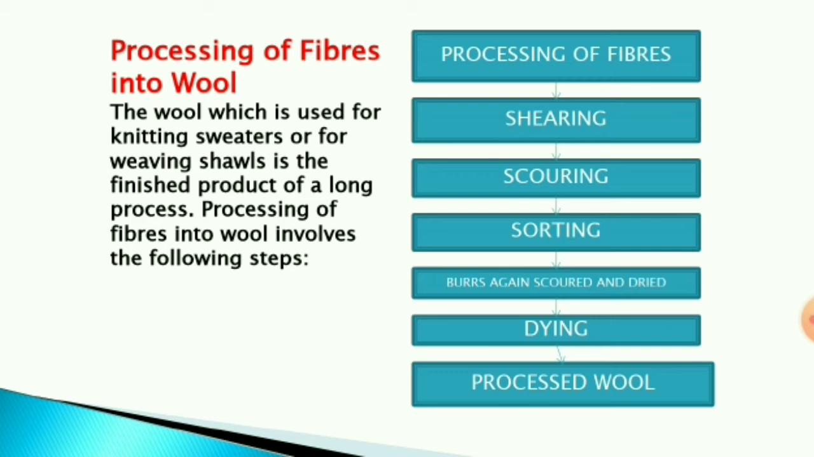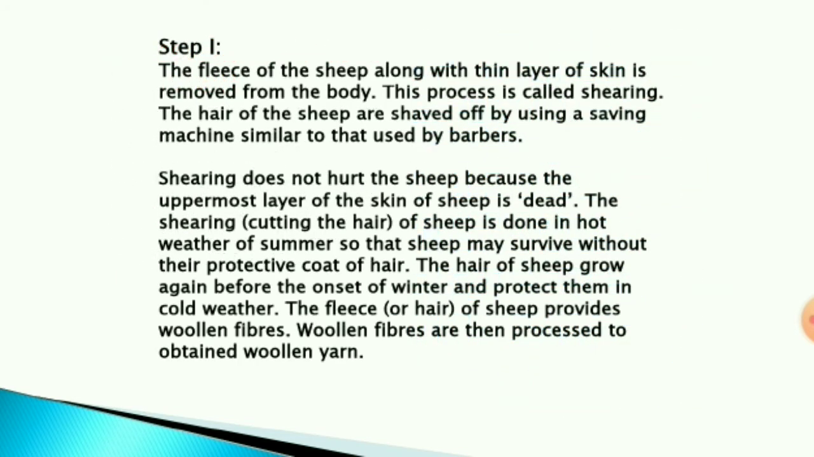Processing of fibers into wool involves the following steps: shearing, scouring, sorting, bulks, again scoured and dried, dyeing, and processed wool. Step 1. The fleece of the sheep along with their layer of the skin is removed from the body. This process is called shearing. The hair of the sheep is shaved off by using a shaving machine similar to the one used by barbers.